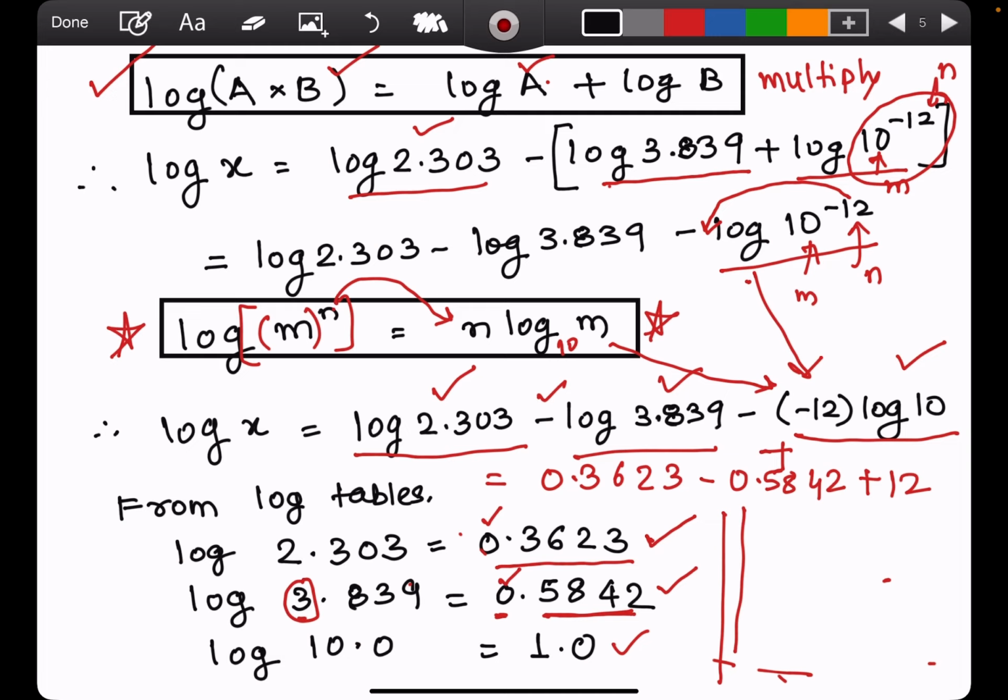Now substituting these values in this term, log x is log of 2.303. Instead of that, I write it here.